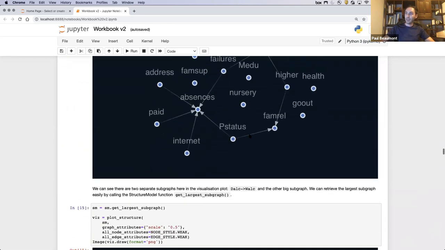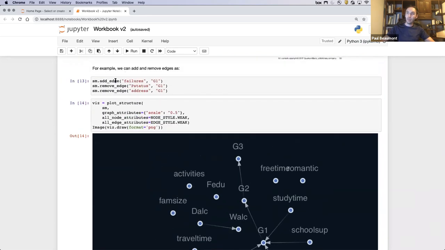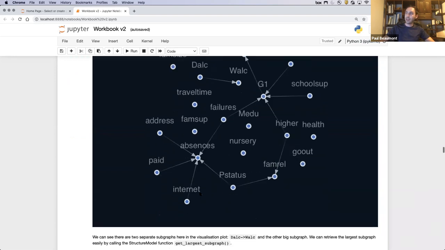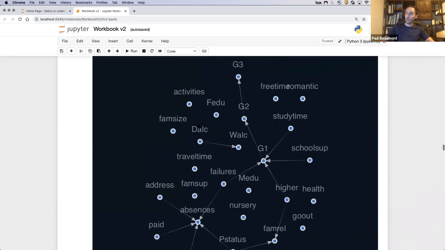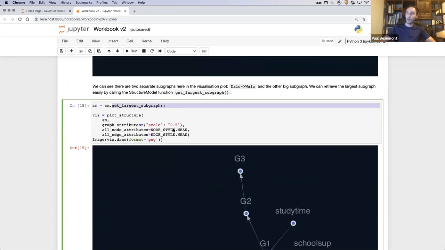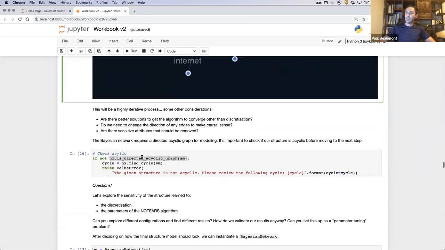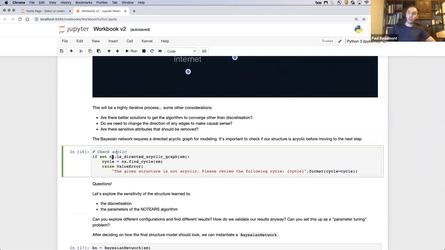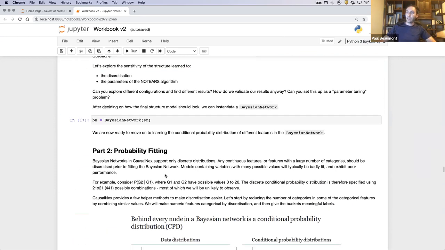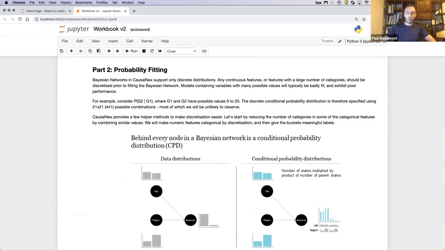Whatever we do, so here, sorry, let me scroll up again. Here we were adding some edges and here we were removing some edges. Then we were plotting it again. Then we wanted to remove all of these variables that we're not using, right? So all these things which are not related to anything else. So we just get the largest subgraph. Then our final check to make sure that it is a valid Bayesian network is just to check that it is acyclic, okay? So that's the first bit, right?